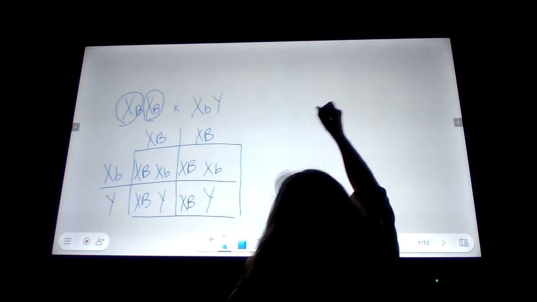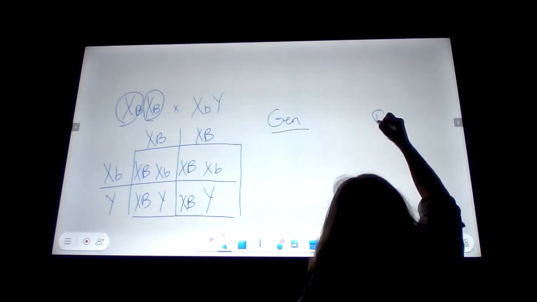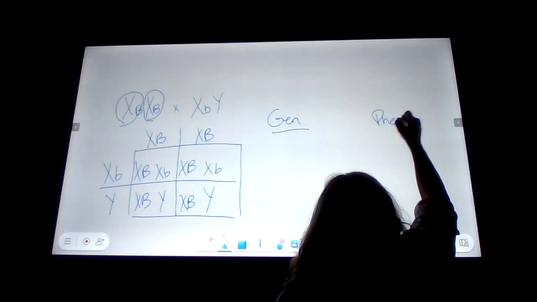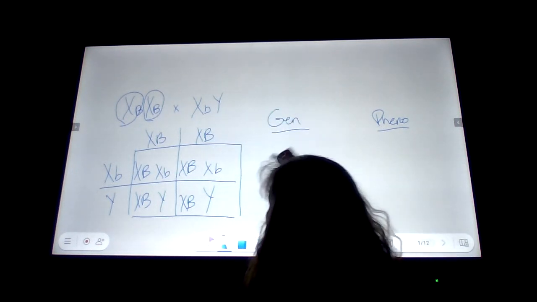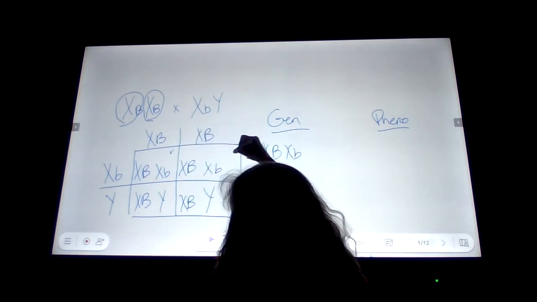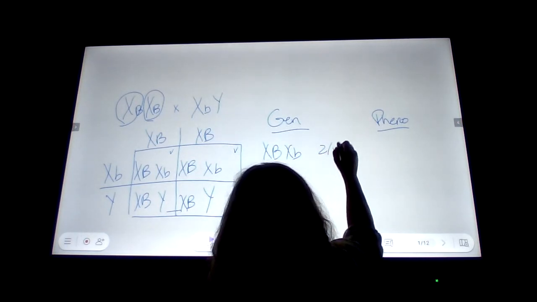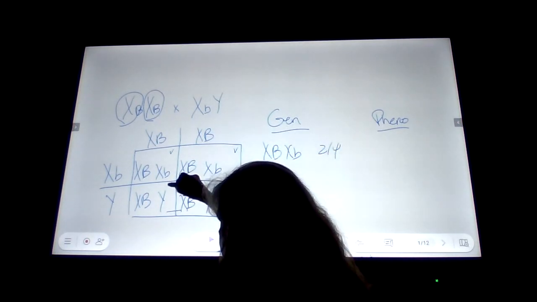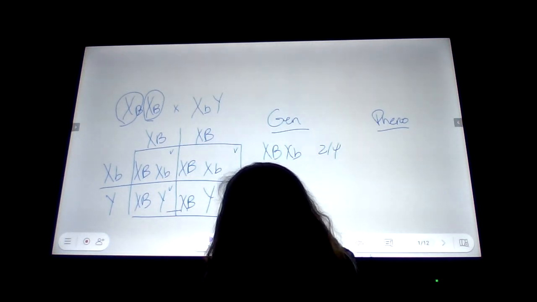So let's figure out the genotype and the phenotype of the offspring. There's genotype, there's phenotype. Again, genotype's the letters, so we look to see what's in the boxes. I've got an X big B, X little b. I've got one there, and I've got another one there. So I've got 2 of 4. I've got an X big B, Y, and an X big B, Y. Again, I've got 2 out of 4.